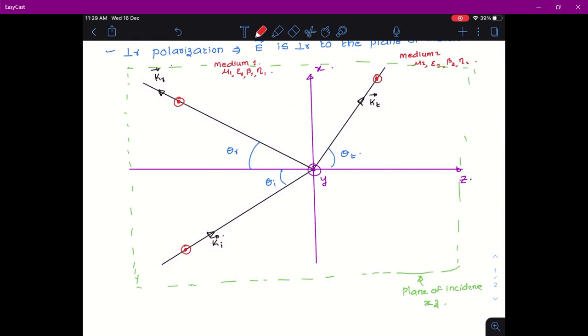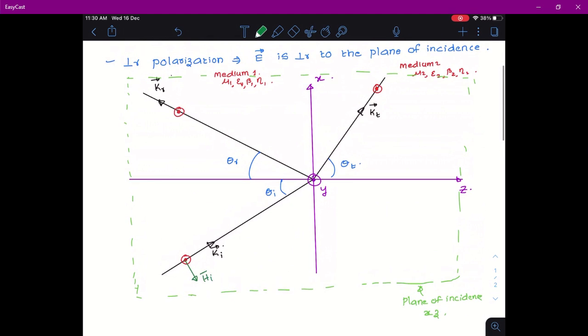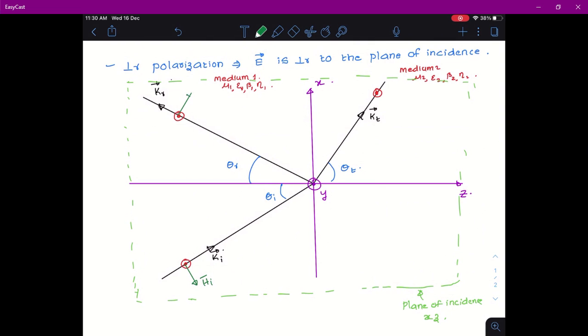Since now the propagation and the electric field are perpendicular, the magnetic field should also be perpendicular to both of them. So, the magnetic field will be something like this, HI. Similarly, for the reflected wave, it will be something like this, HR. Similarly, for the transmitted wave, it will be something like this, HT. Now, you can see that the magnetic field, the electric field, and the direction of propagation all are perpendicular to each other. And you see that the wave is incident at the plane where Z equals 0.